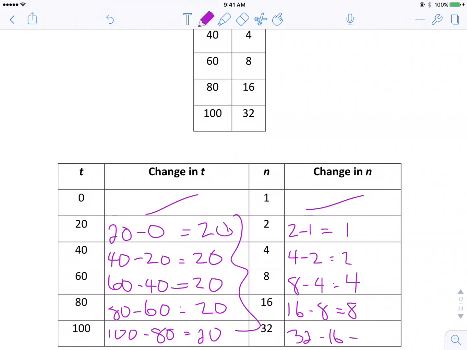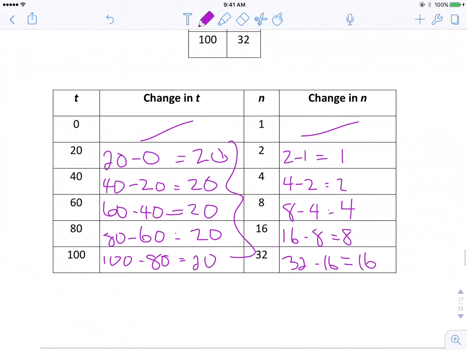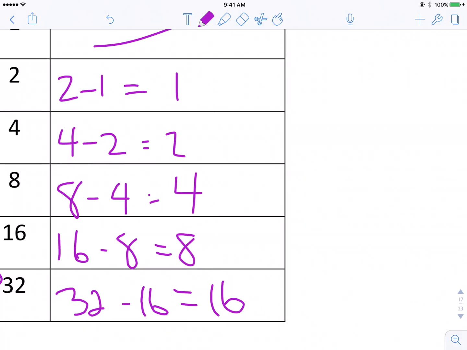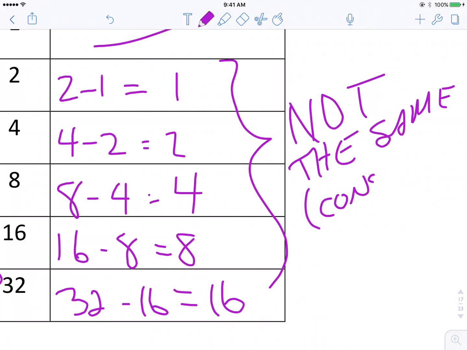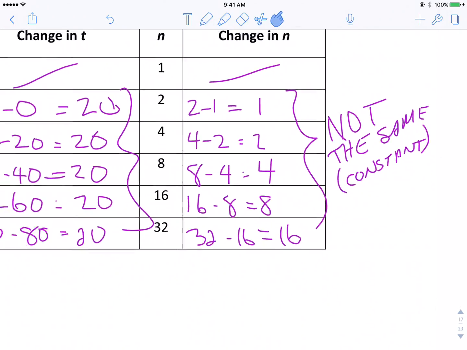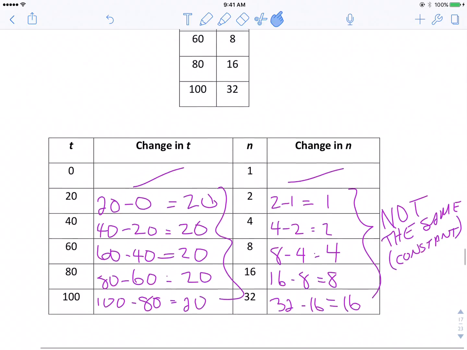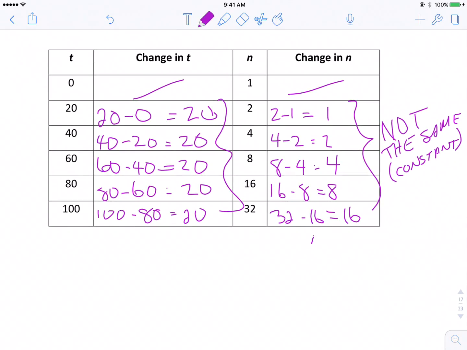Minus 16 is equal to 16. We no longer have a constant change. It makes a nice pretty pattern. It's a pretty pattern that it doubles every time, but it's not constant, right? It's not the same. So because this is not constant, this is going to be a nonlinear relation.